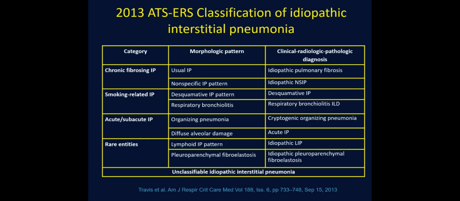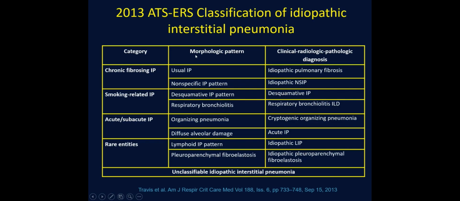This is the 2013 ATS-ERS Classification of Idiopathic Interstitial Pneumonia, and I think it's very helpful in several ways. If you look at the left-handed column, it divides the interstitial pneumonias into the chronic fibrosing interstitial pneumonias, smoking-related interstitial pneumonia, acute and subacute interstitial pneumonia, and rare entities.